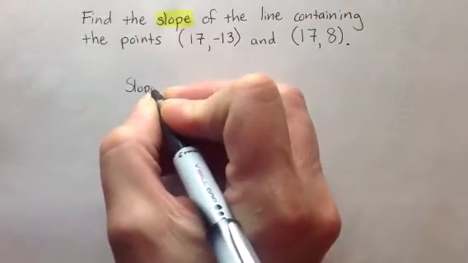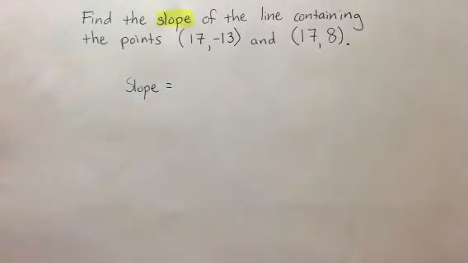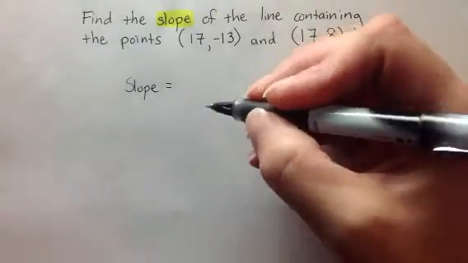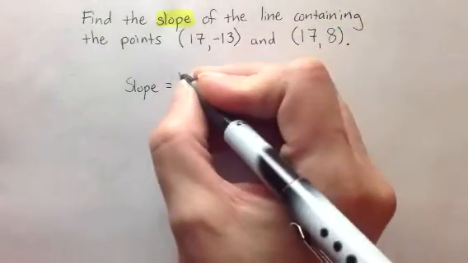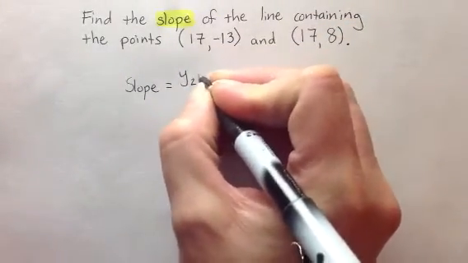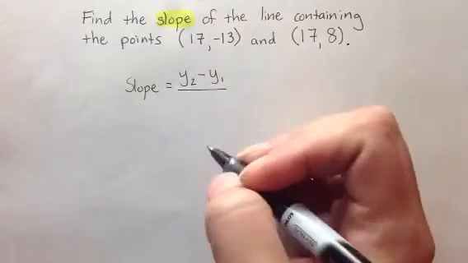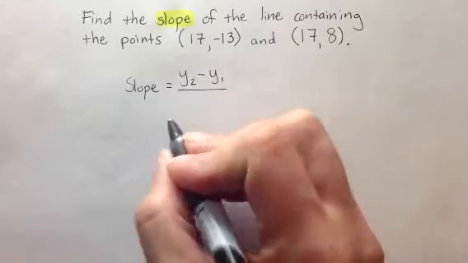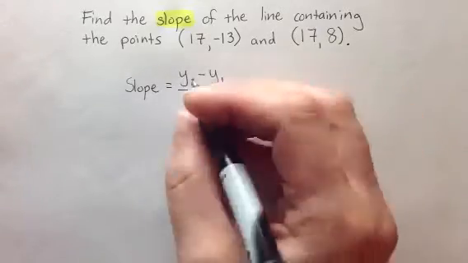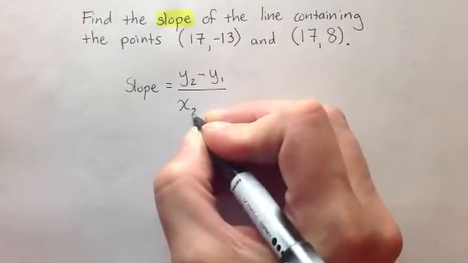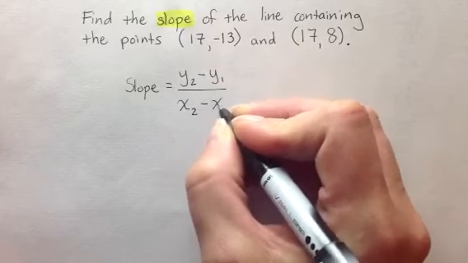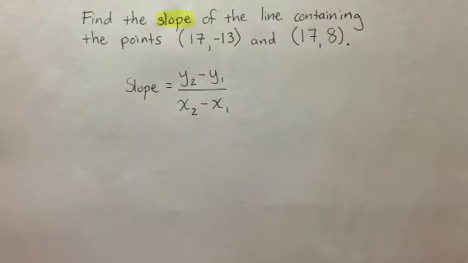Slope equals, if I'm thinking graphically, rise. That's the up-down movement, that's change in y. So y2 minus y1, over the run, which is the left-right movement. That's change in x. So x, I have to grab from the same point, minus the other x.